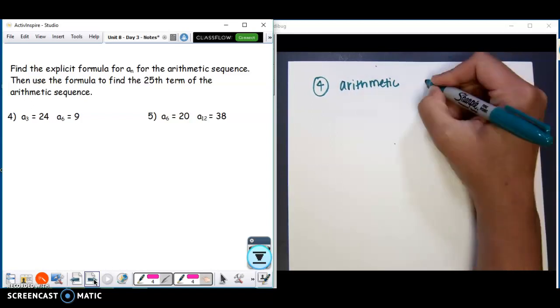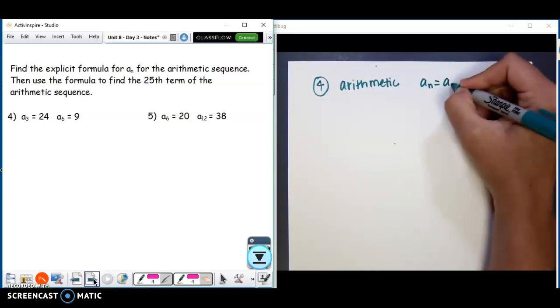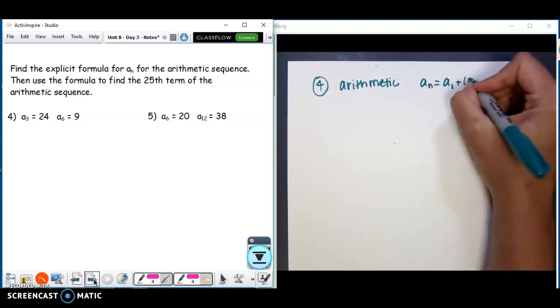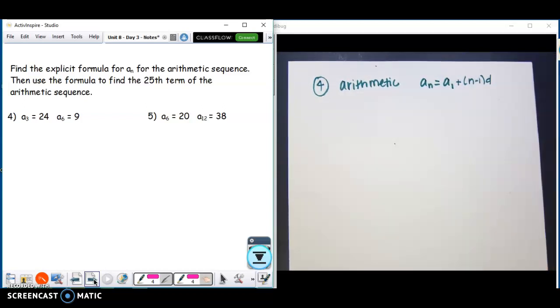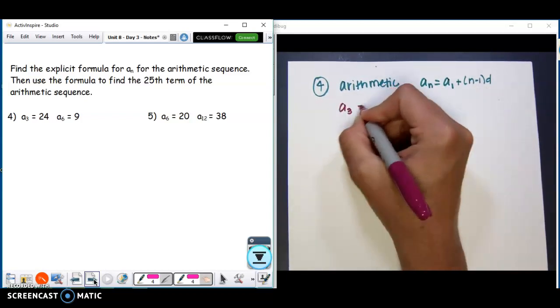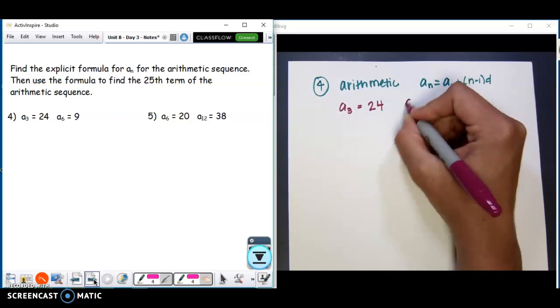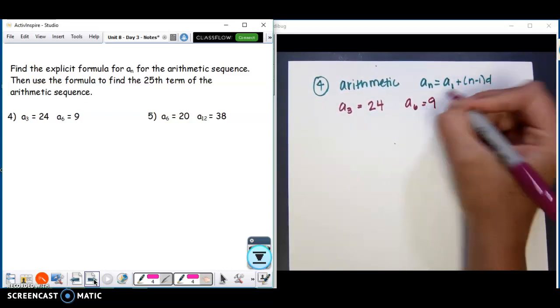and because we're writing the explicit formula, we want to use this formula a sub n equals a sub 1 plus n minus 1 times d. That's the formula we have to use. Then we're going to find the 25th term. Okay, so on number 4, they tell us a sub 3 is 24 and a sub 6 is 9.